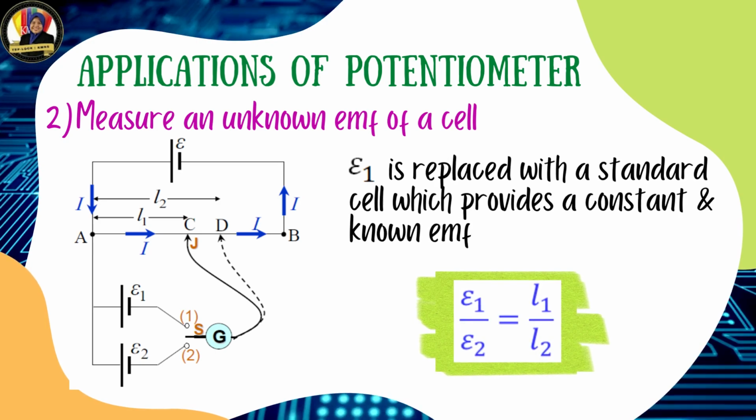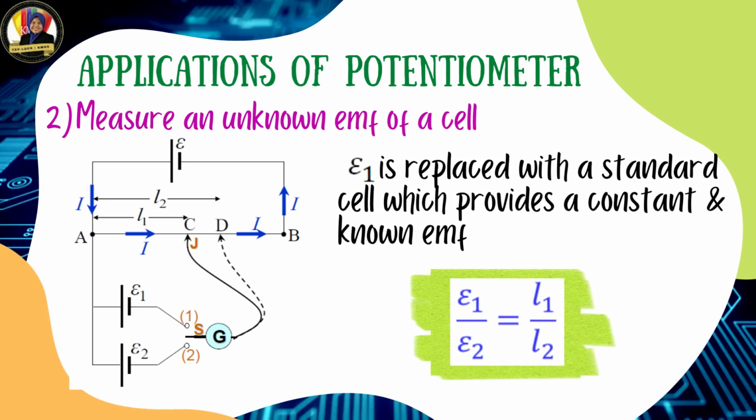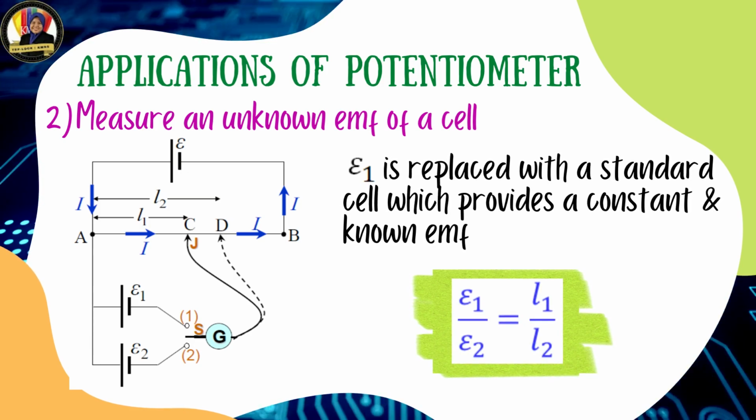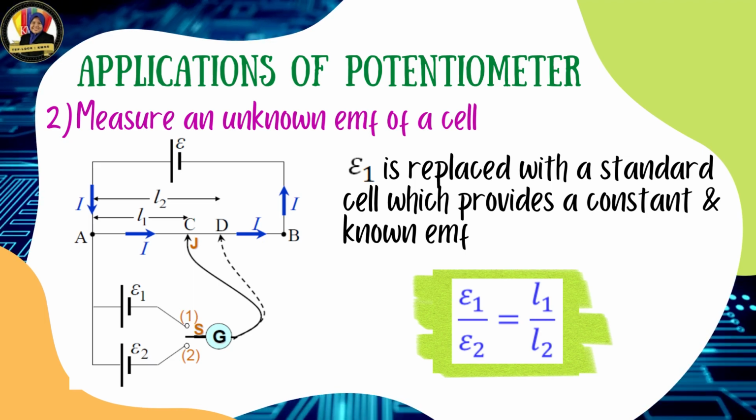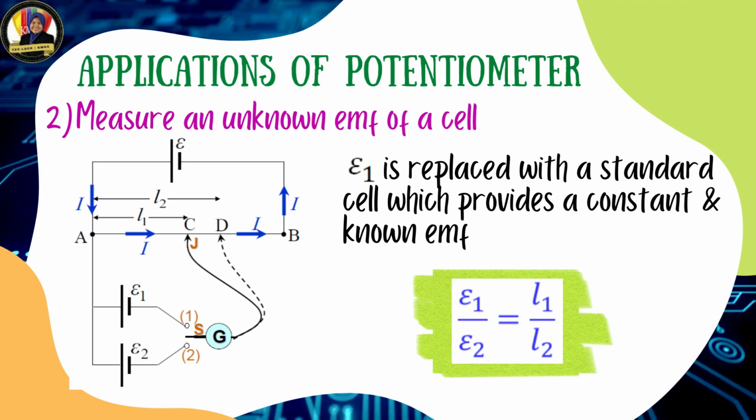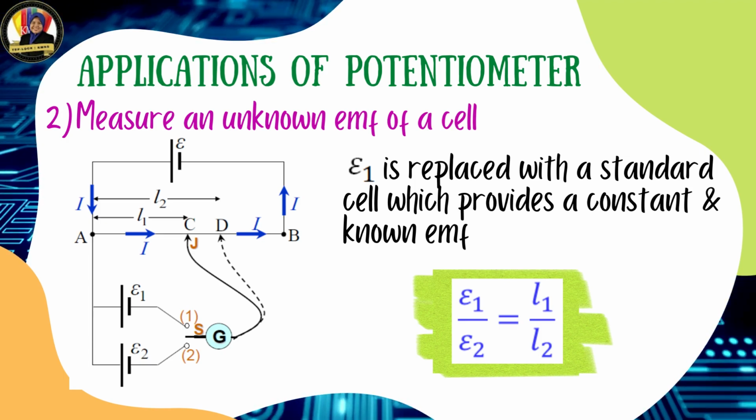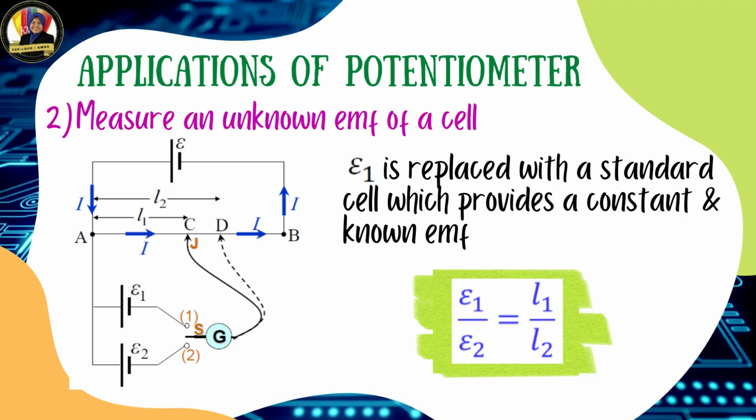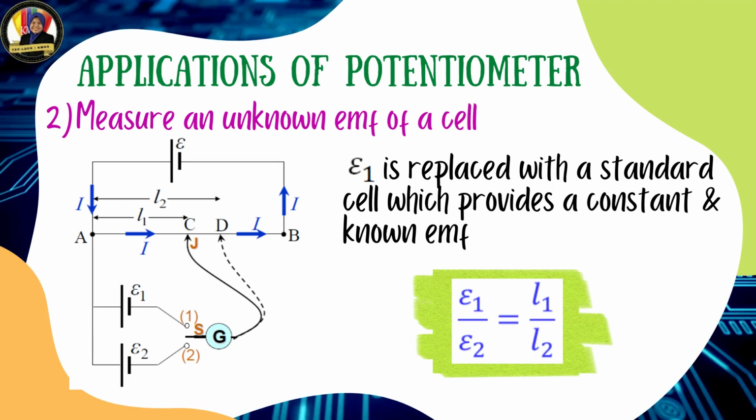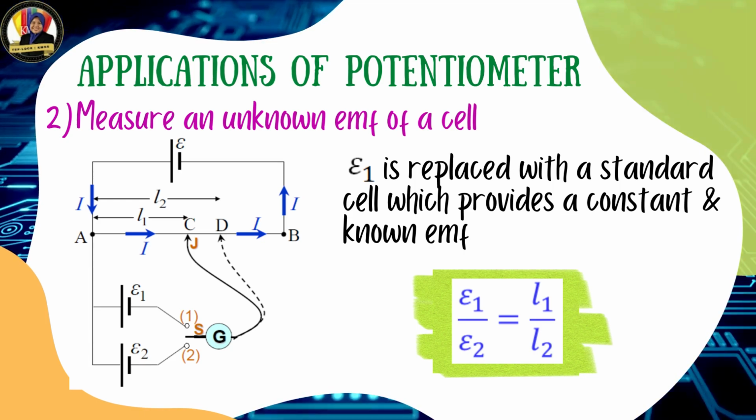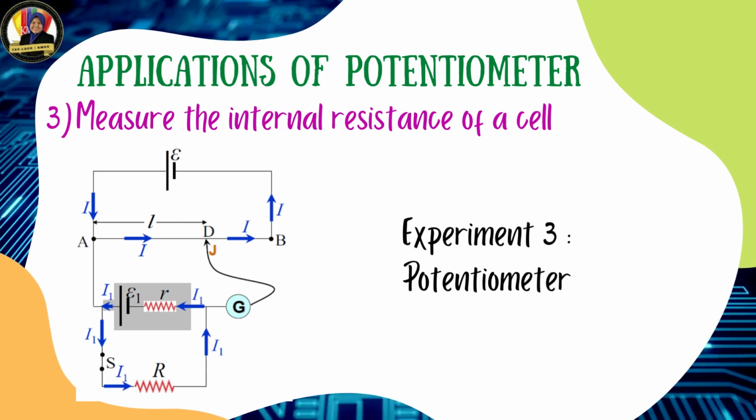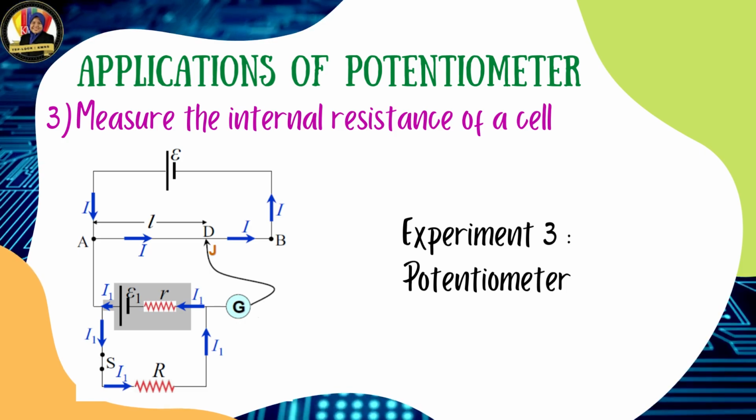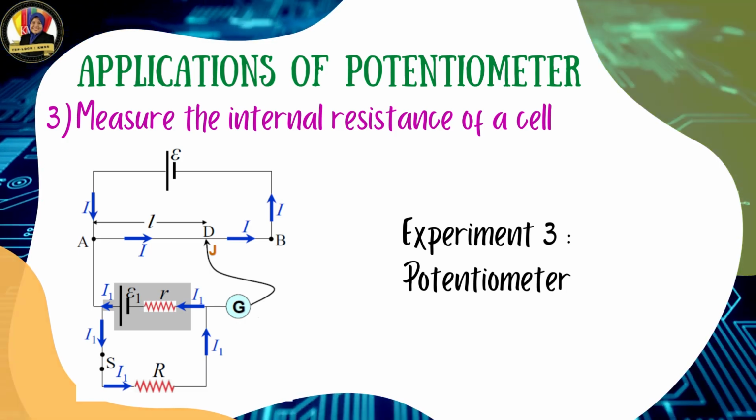To measure an unknown EMF of a cell using the potentiometer, let us assume we want to measure EMF2. By using the same circuit, we need to replace EMF1 with a standard cell which provides a constant and known EMF. Then we follow the same steps as in the first application to determine L1 and L2. And by using the same equation, we can measure the unknown EMF too. The third application is to measure the internal resistance of a cell. You will learn this application in experiment 3, which is about the potentiometer.